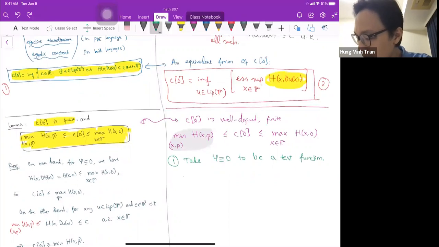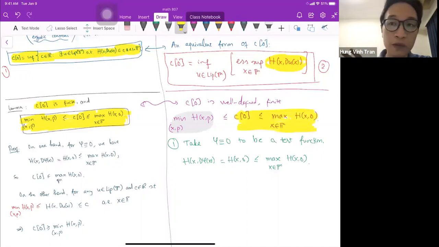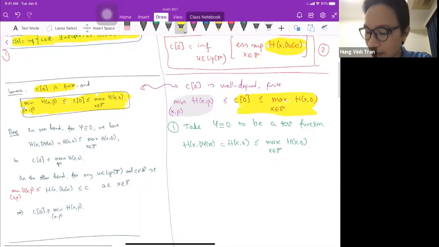So we see that the integral of h of x d phi x is nothing but h of x0, and clearly this is less than or equal to the max of h of x0 for all x. So that's simple, right? And so you get the first conclusion that C naught is less than or equal to the max of h of x0, because C naught is the infimum over all possible Lipschitz functions, and phi identically equal to 0 is just one such choice. So we make a choice, and then we see that already.